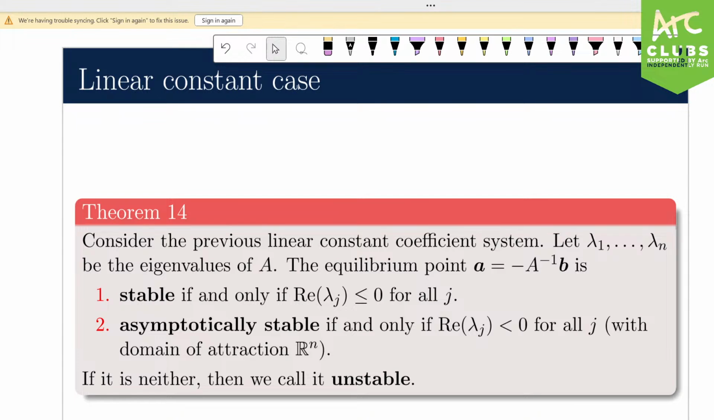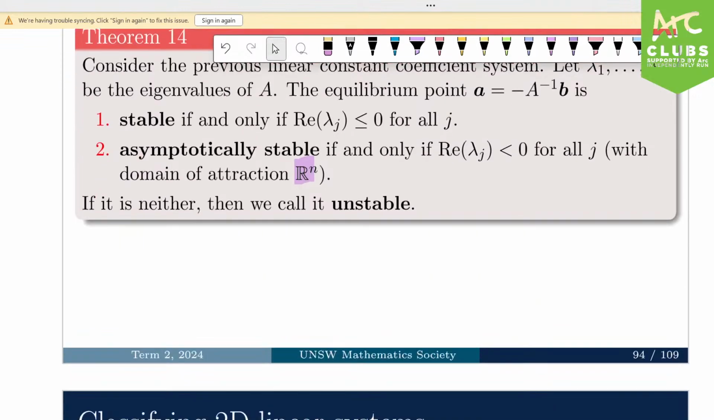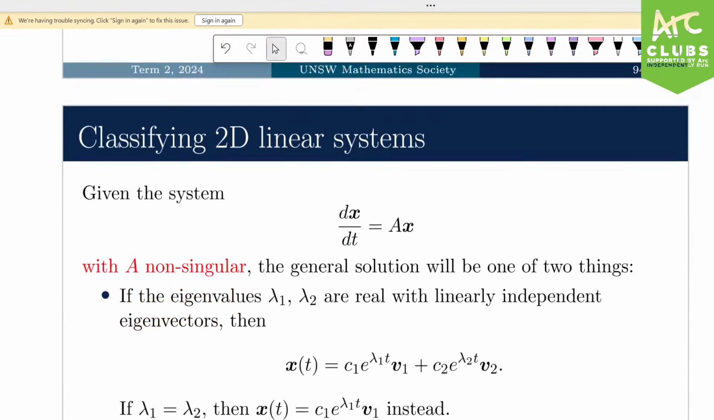And then we have asymptotic stability. If the real component is strictly less than 0, not satisfying the equal to part, then we say that it's asymptotically stable and the domain of attraction is going to be Rn. If neither of these are satisfied, we have an unstable equilibrium. I guess we just call this system unstable.